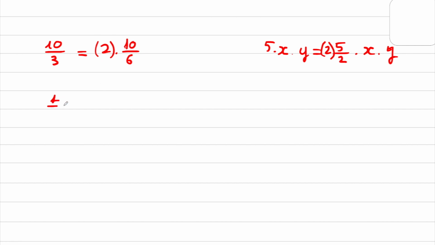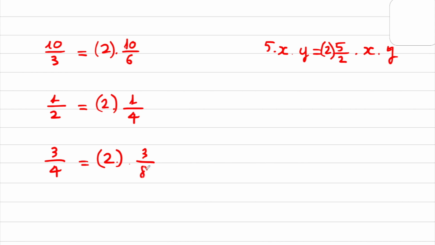Okay, go on with 1 over 2. This will be equal to 2 multiplied with 1 over 4. Multiply this number by 2 and then I got 2 in this factor. Okay, and now the next one, 3 over 4. This will be 2 multiplied with 3 over 8. Simplify 2 and 8 here, you got 4 in this number.